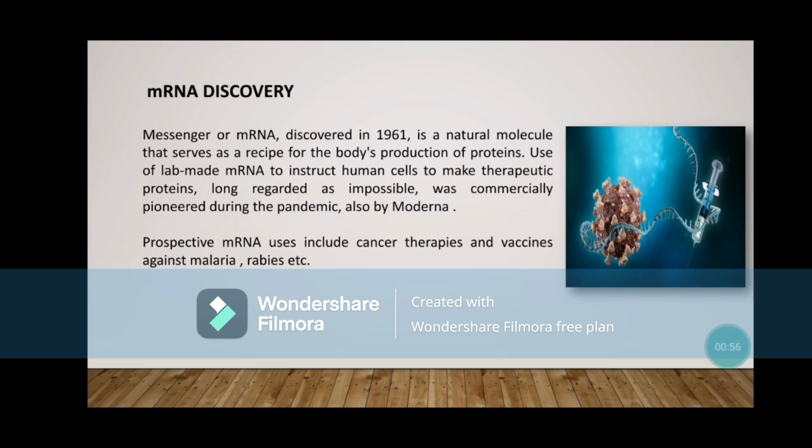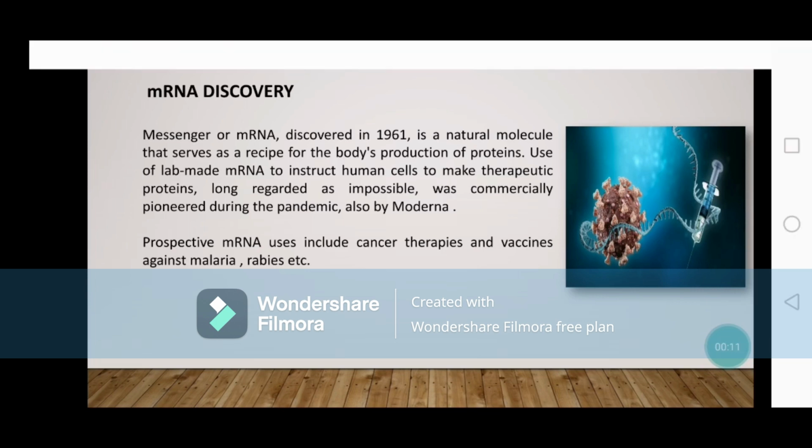This is a natural molecule that serves as a recipe for the body's production of proteins. Use of lab-made mRNA to instruct human cells to make therapeutic proteins, long regarded as impossible, was commercially pioneered during the pandemic, also by Moderna. Moderna is basically the biotechnology company where all this was happening. Prospective mRNA uses include cancer therapies and vaccines against malaria, rabies, etc.